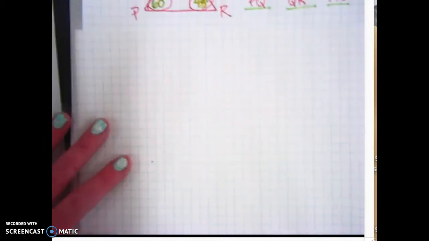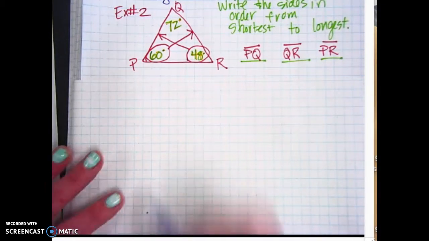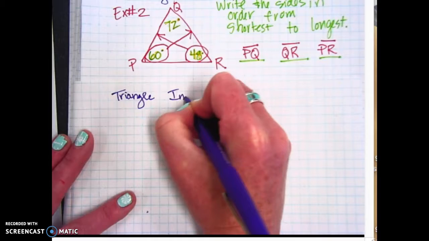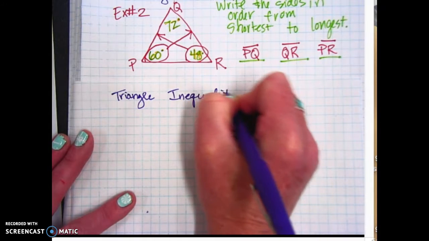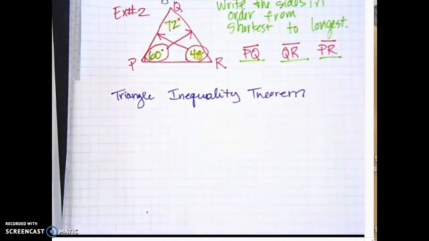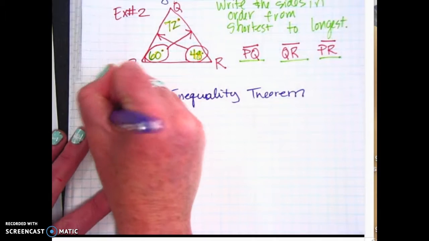And we're going to talk about something called the triangle inequality theorem. The triangle inequality theorem has to do with the side relationships of a triangle. Okay? So within a triangle, your sides can only be certain measurements. For instance, example number 3.